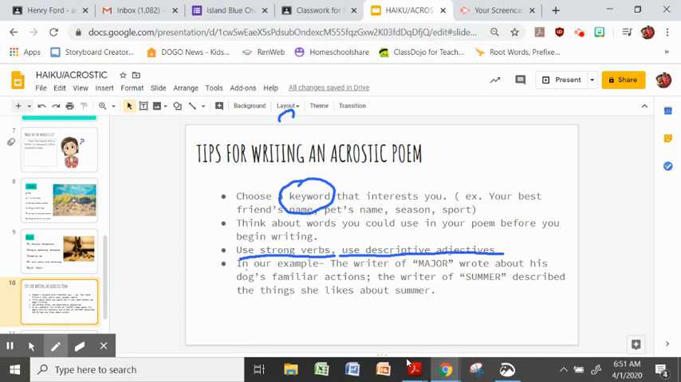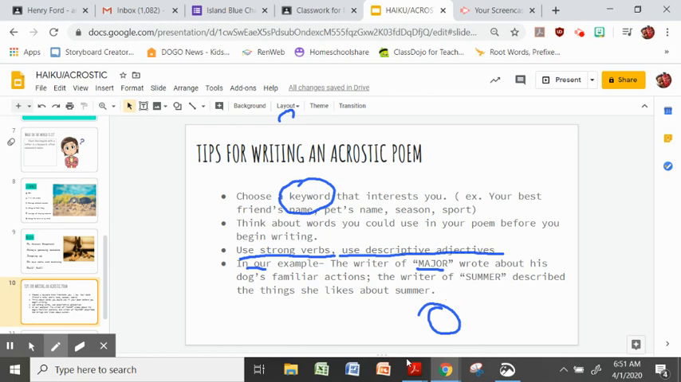Okay. So, like I said in our example, the writer of Major wrote about his dog's familiar actions. So, try to think of one whole topic. The writer of Major focused on the dog's familiar actions. And the writer of Summer described the things she likes about summer.